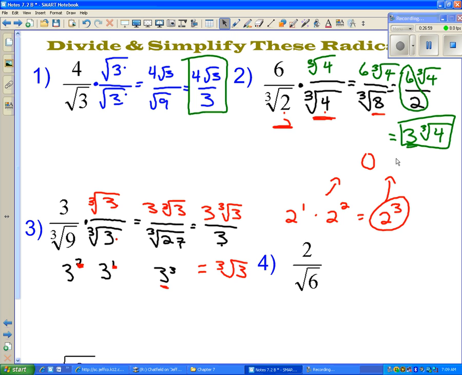Again, we can spend more time on this in class. If you have questions, please ask me questions. That's my final answer, the cube root of 3.